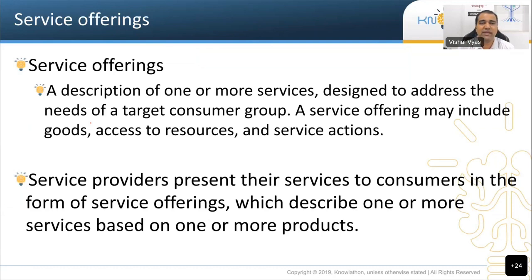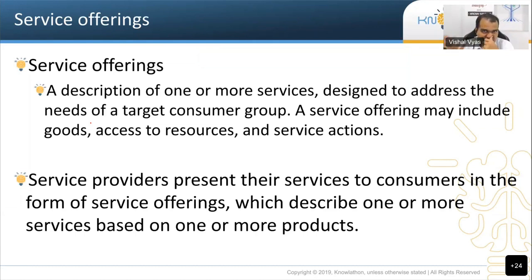A service offering may include goods, food that is delivered to me. If I am business class, I also get the headphone. If I'm in first class, I also get the headphone and the sleeping kit, good night kit. Access to resources: if I buy economy class ticket, I get access to economy seats and washrooms. If I buy business class ticket, I get access to business class seats and washrooms in the middle of the plane. If I buy first class tickets, I get access to first class seats and whatever other facilities.